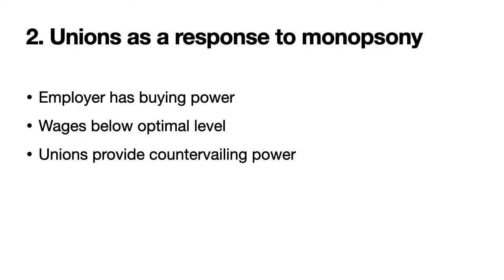A second is to consider unions as a response to monopsony. Monopsony would be if there's buying power on the part of the employer, and that would cause wages to be below the optimal or competitive level. And the unions then could offset that and try and push us back towards a more socially desirable wage and quantity of workers. So let me walk through this model. I'm going to do a pure monopsony as opposed to trying to do oligopsony where we're sharing the buying power amongst workers.